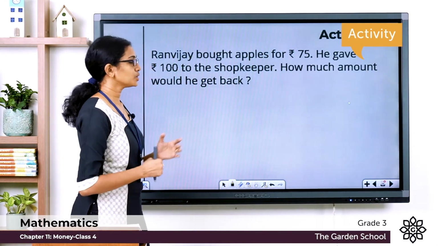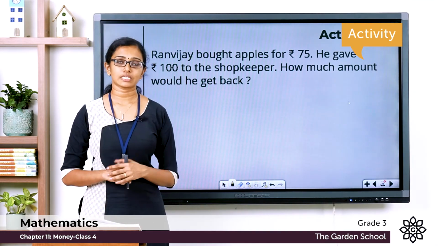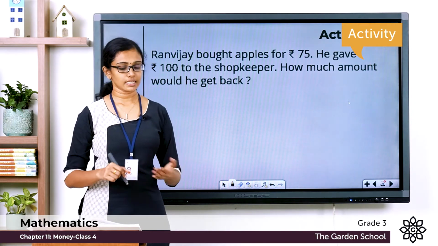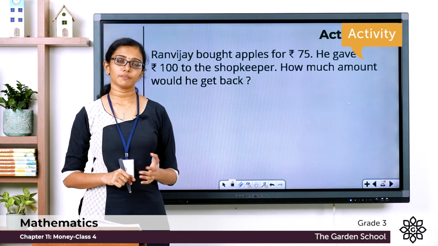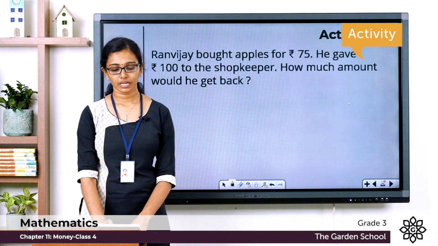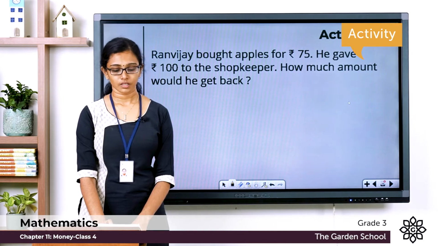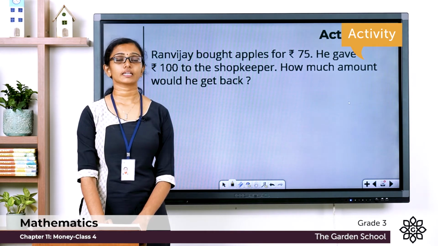Now we'll do one activity. This question is from exercise 11.3, question number 3. You may note down this question and the steps in your notebook. Let me read the question to you. Ran Vijay bought apples for rupees 75. He gave 100 rupees to the shopkeeper. How much amount would he get back?